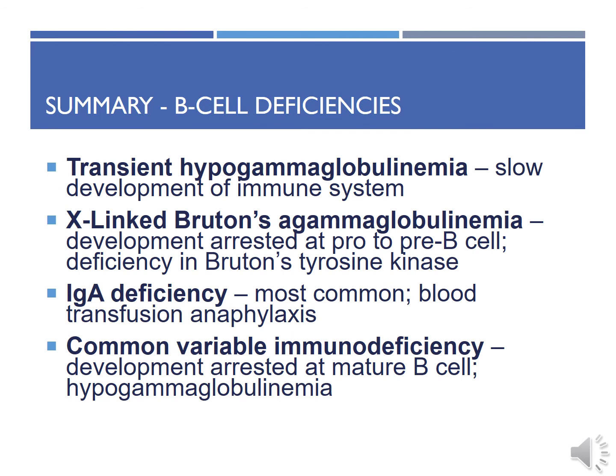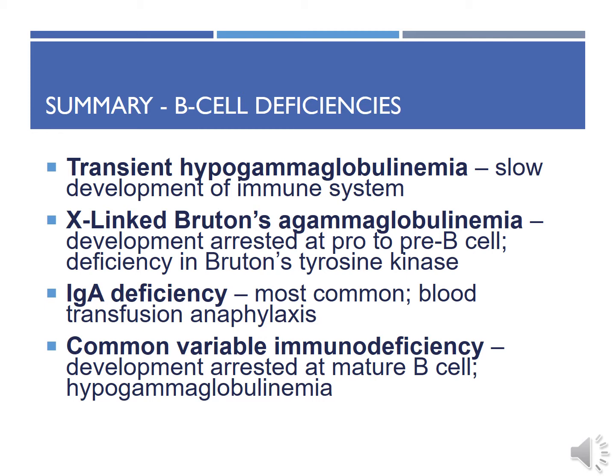Let's talk about the B-cell deficiencies we went over. So we talked about transient hypogammaglobulinemia. Remember, this is in infants before they reach the age of 2 typically. They'll have low levels of antibodies, and as they grow older and hit the age of a year and a half or 2 years, usually this transient hypogammaglobulinemia will subside and they will regain normal levels of IgGs or antibodies.